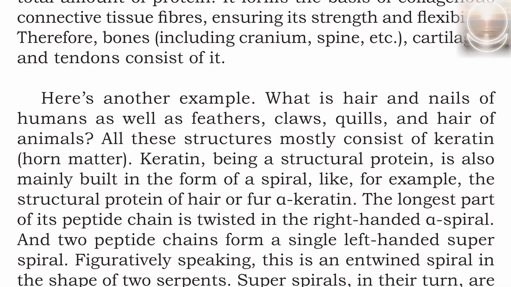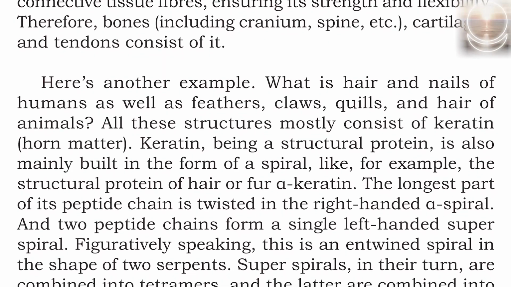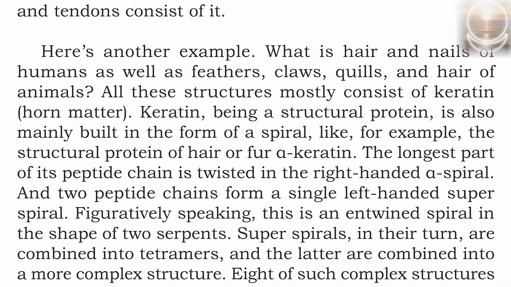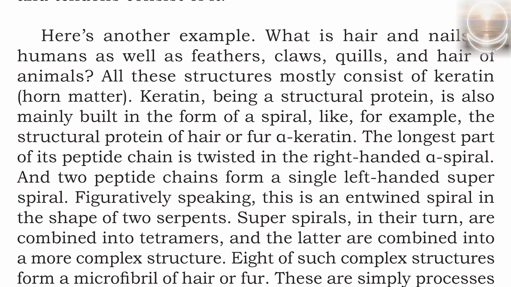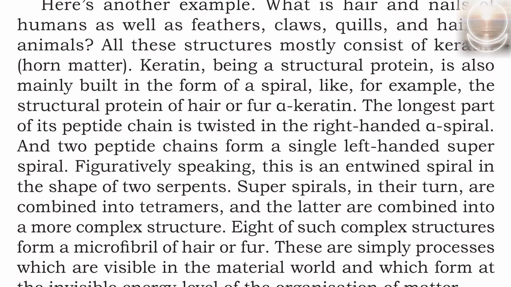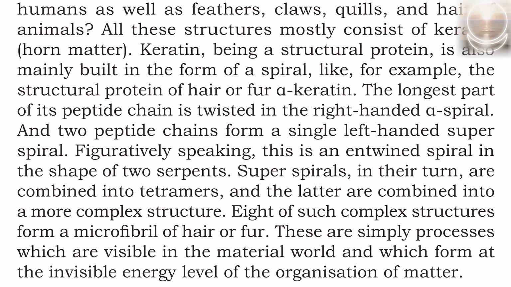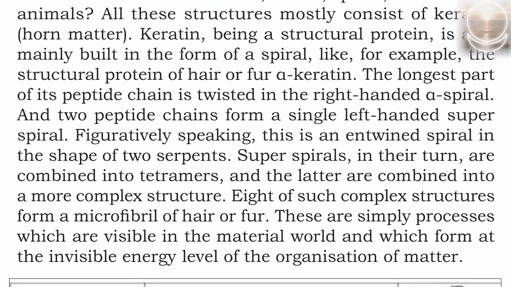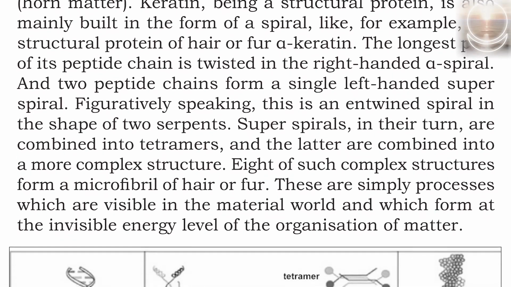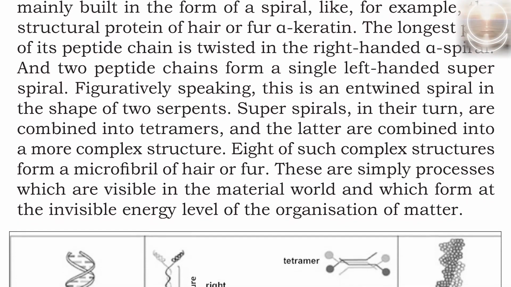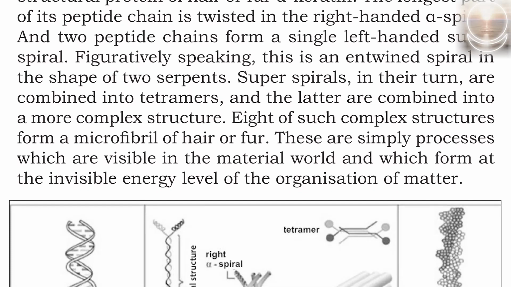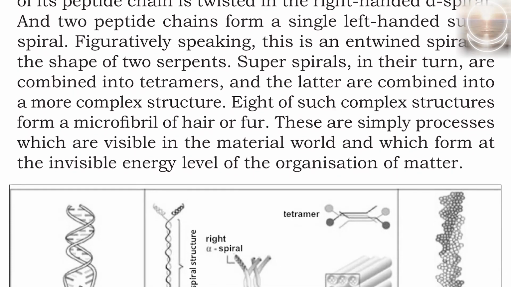Here's another example. What are hair and nails of humans, as well as feathers, claws, quills, and hair of animals? All these structures mostly consist of keratin, horn matter. Keratin, being a structural protein, is also mainly built in the form of a spiral, like for example the structural protein of hair or fur, alpha-keratin. The longest part of its peptide chain is twisted in the right-handed A-spiral, and 2 peptide chains form a single left-handed superspiral. Figuratively speaking, this is an entwined spiral in the shape of 2 serpents.